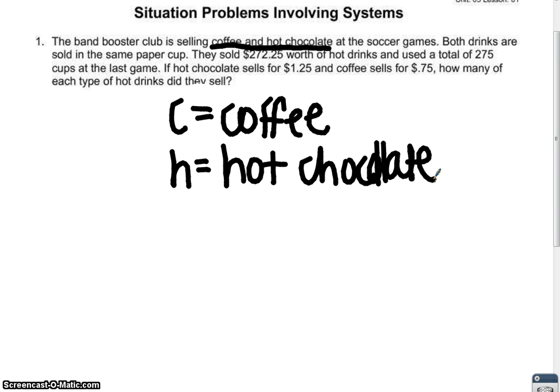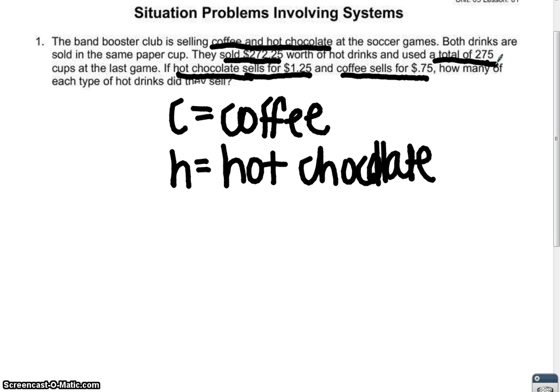Okay, it says I sold $272.25, so that's how much money I'm going to make. And it also tells me that my hot chocolate sells for $1.25, coffee sells for 75 cents, and the other total it talks about is that I sold 275 cups. Okay, so we're going to use this information to come up with 2 equations.